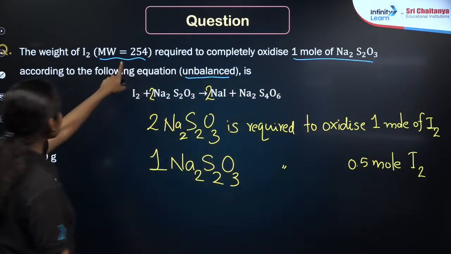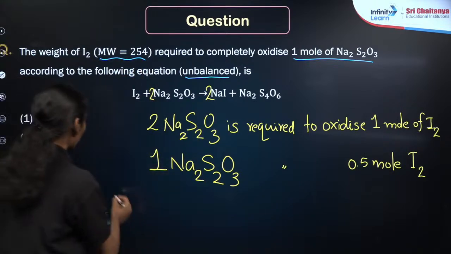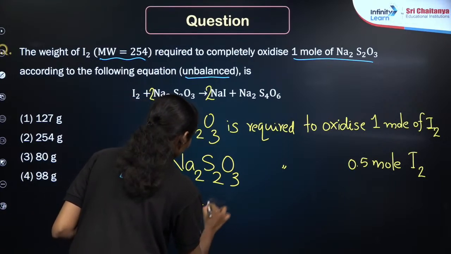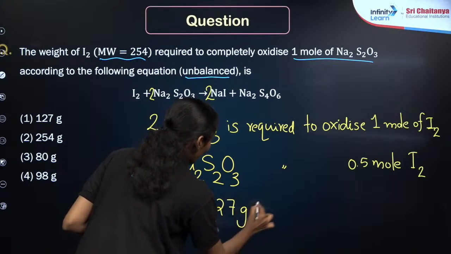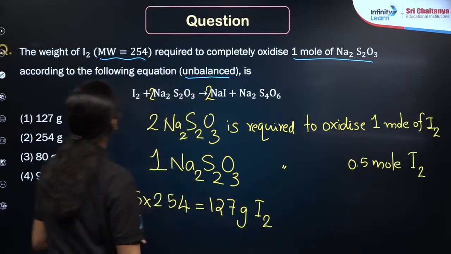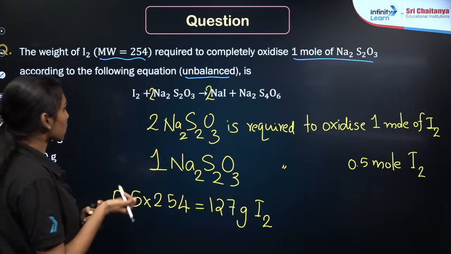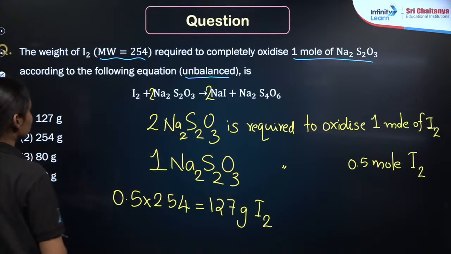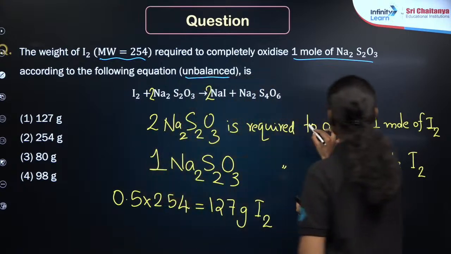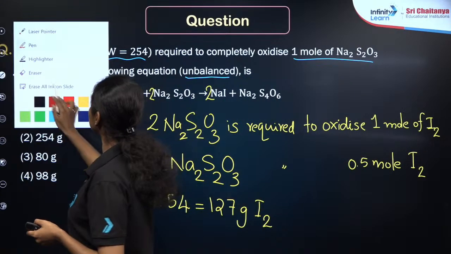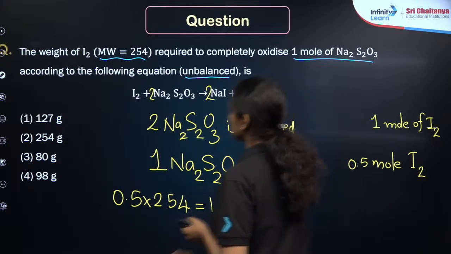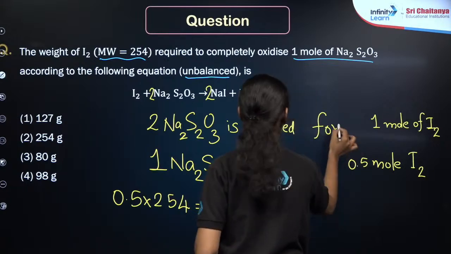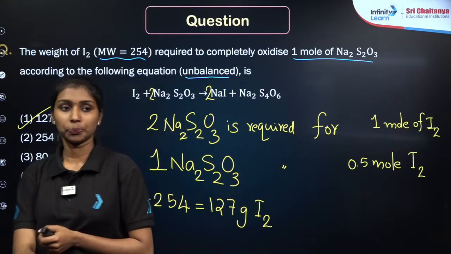Then the molecular weight of iodine is given here, it is 254. For 0.5 mole of iodine, it is equal to 0.5 into 254, that is equal to 127 gram, right? 127 gram of iodine is required to oxidize 1 mole of Na2S2O3. Clear? Option 1 will be the correct answer. Clear?